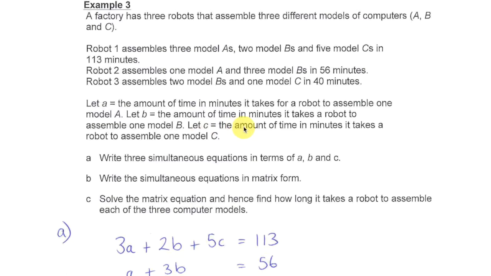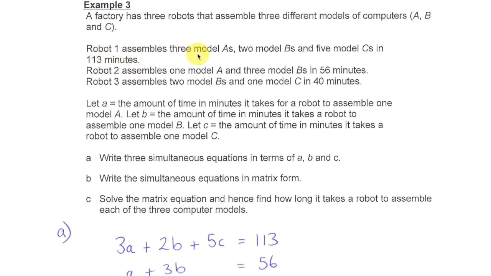Now, what we're interested in working out is how long it takes a robot to assemble model A, how long it takes any of the robots to assemble model B, and how long it takes any of the robots to assemble model C. So these are 3 unknowns. Now, if we've got 3 unknowns with simultaneous equations, we need 3 facts, and here are the 3 facts.